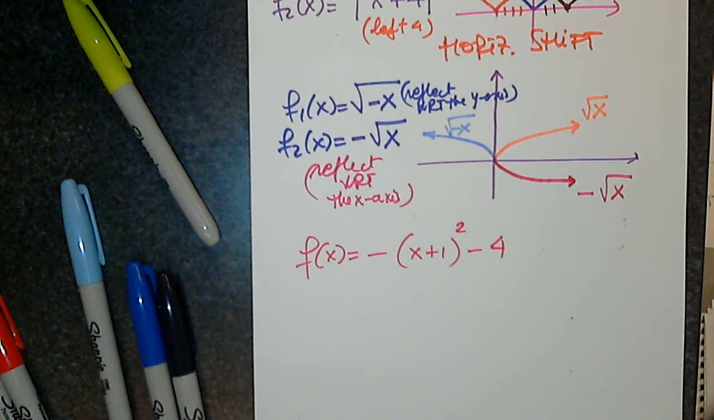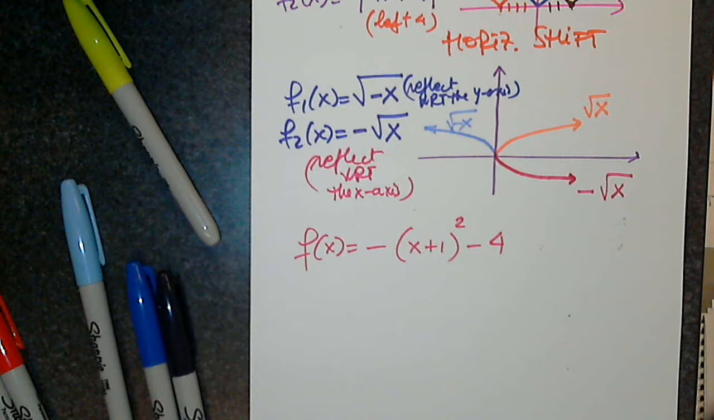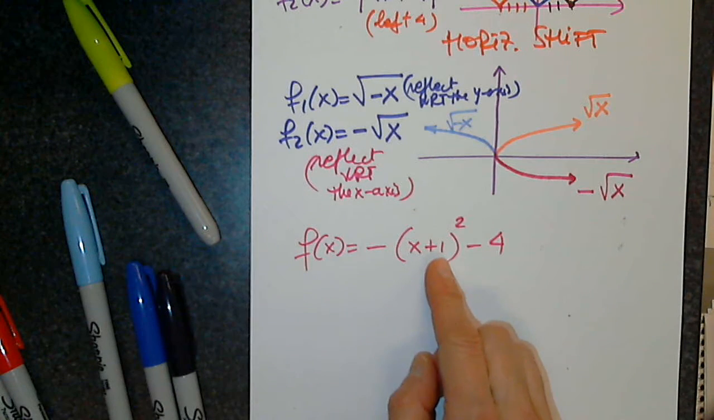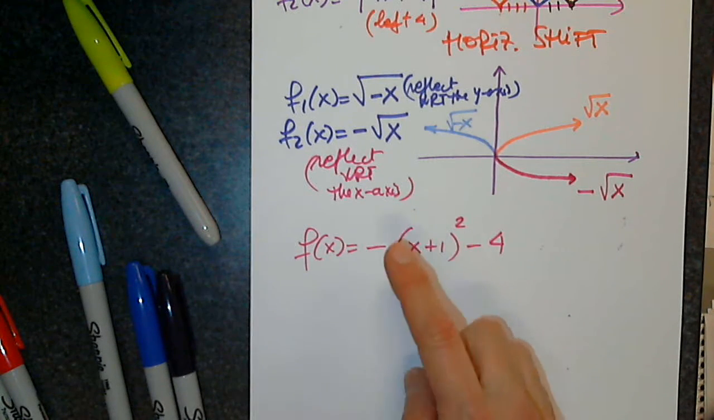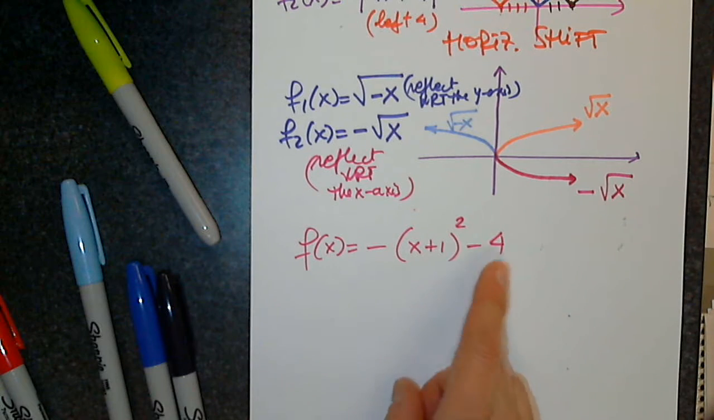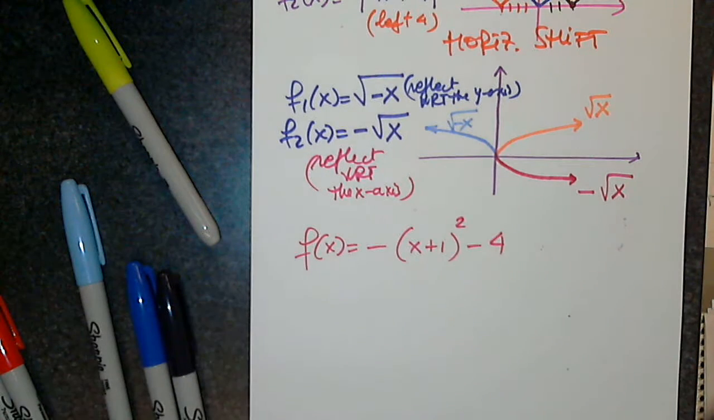All transformations have to be presented in the order of operations. You cannot say subtract 4 and then square and then multiply and then shift. They have to be in order of operations, as if you're giving me this function and you say plug in 5. What am I going to do first? 5 plus 1. Then I'm going to square. Then I'm going to multiply by negative 1. And then subtract 4. In the same order, the transformations have to be presented.